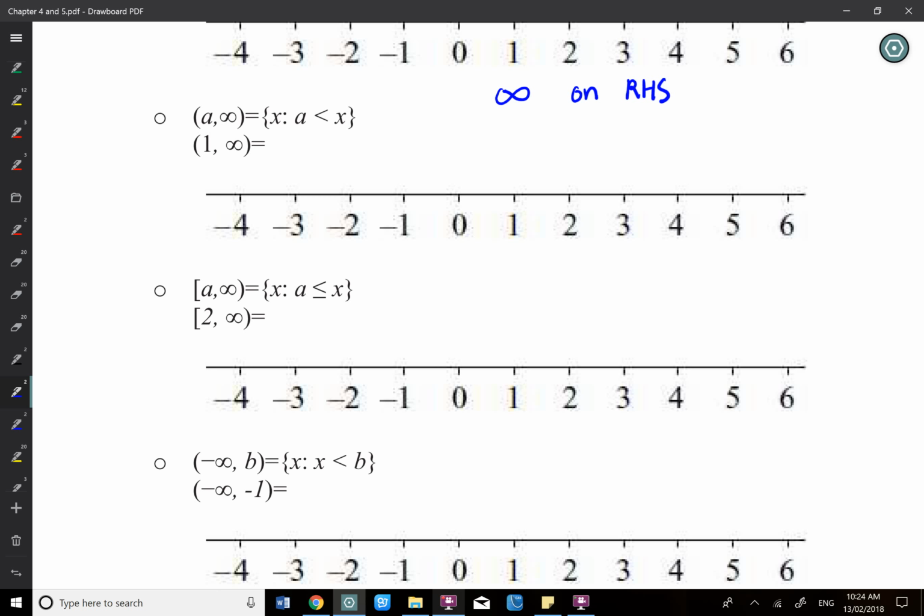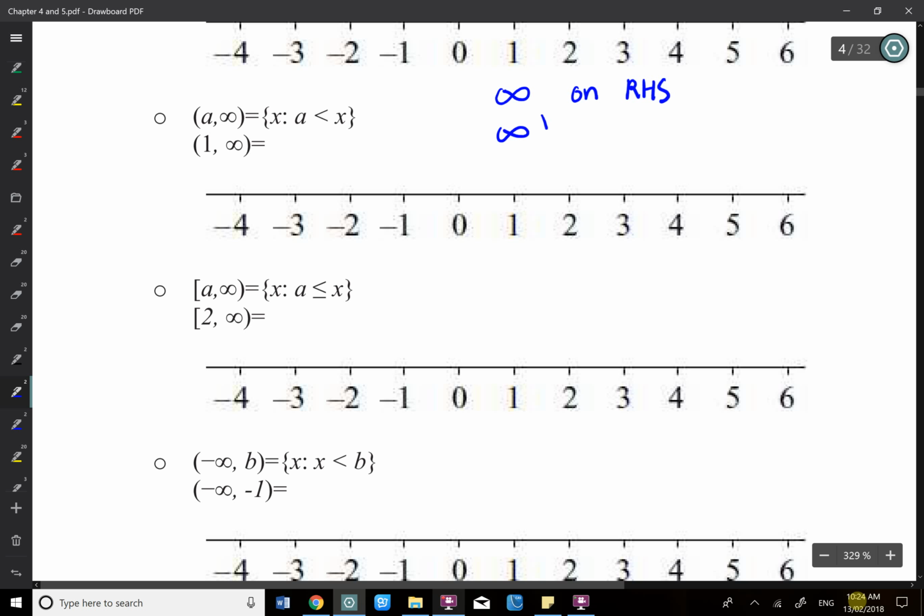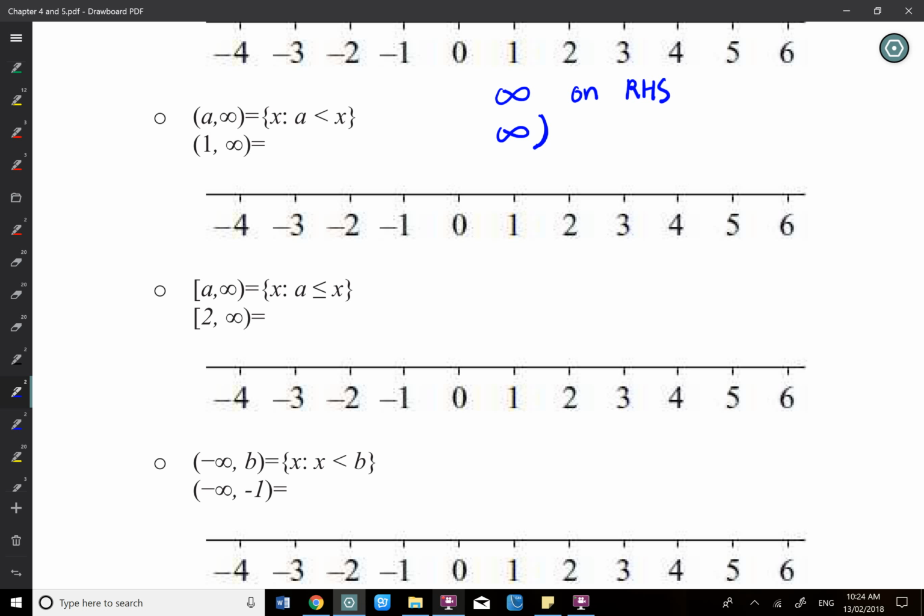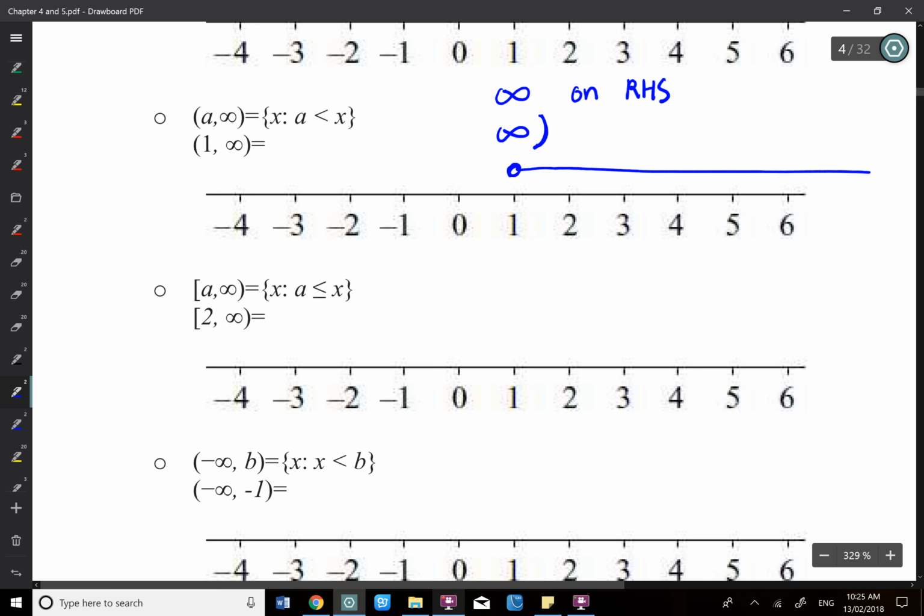So it goes smaller to larger, and infinity is the larger, so it must be on the right hand side. And it must be bound with a round bracket. You can never use a square bracket on the right hand side of that. So if you see 1 to infinity, that means start from 1 all the way to the right. You can put the arrow there.